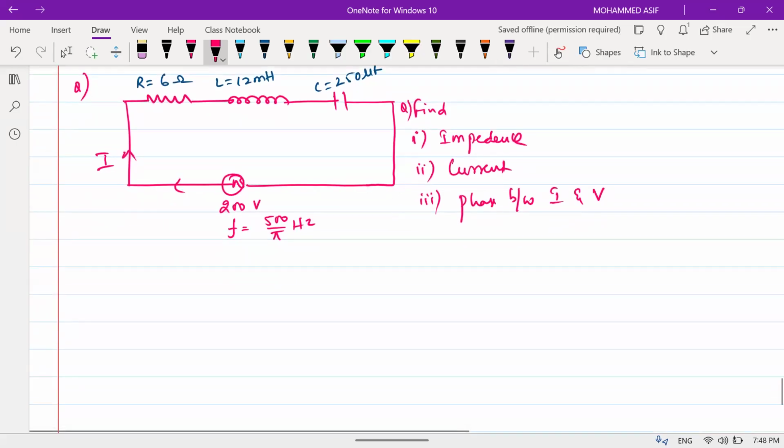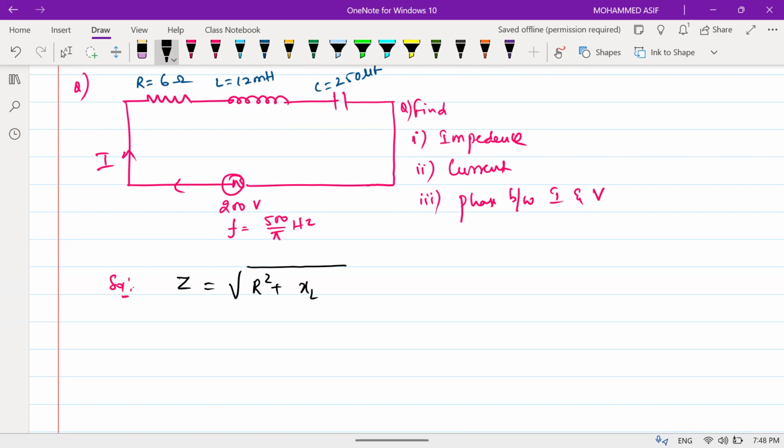It is an LCR circuit. For an LCR circuit, how do we calculate the impedance? Z is equal to the square root of R squared plus (XL minus XC) whole squared. R is given in the problem: R is equal to 6 ohms.